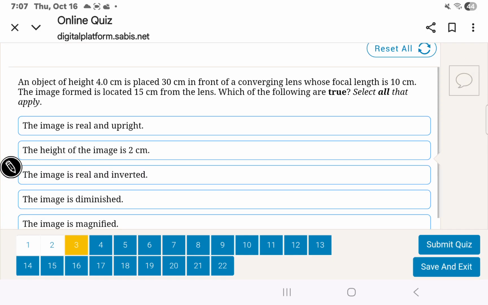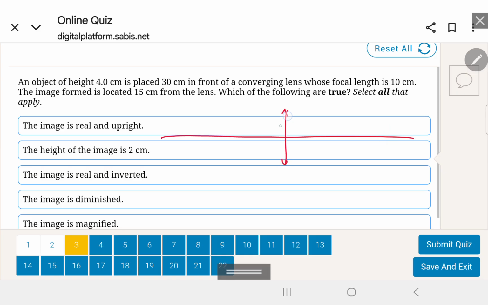An object of height 4 centimeters is placed 30 centimeters in front of a converging lens whose focal length is 10. The image formed is located 15 centimeters from the lens. Which of the following is true? So let's quickly draw the diagram. Here you have the focal length, which is 10 centimeters, and here you have the first focus. And here you place the object at 30 centimeters from the lens. We are told in the question that the image is formed 15 centimeters from the lens. So here it's 15.